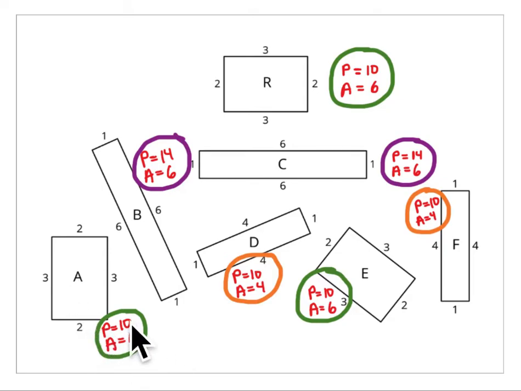So the perimeter is the same and the area is the same for those 3 rectangles, so they are congruent. They are the same. You could lay one right on top of the other and they would match up.